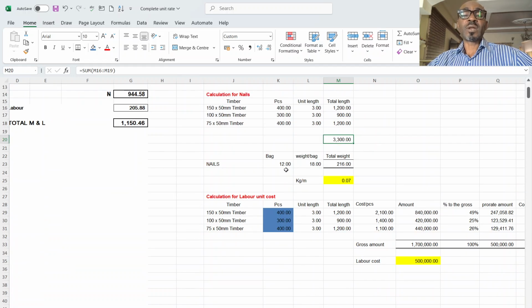Then by your record, you bought 12 bags of different shades of nails, the 4 inches, the 3 inches.